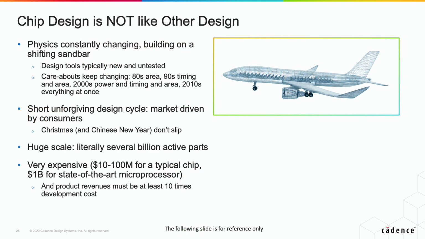As I said, chip design is not really like other design. The physics is constantly changing, which means you're sort of building with untested stuff. You've got a very short design cycle, and it's very unforgiving because it's often driven by consumers. If you're Apple and you want to ship the next iPhone and meet the Christmas market, it doesn't do any good to deliver it on January the 15th. And if you want to meet the Chinese New Year, it's not going to do too well to say, oh, we're a month late, it's end of March.